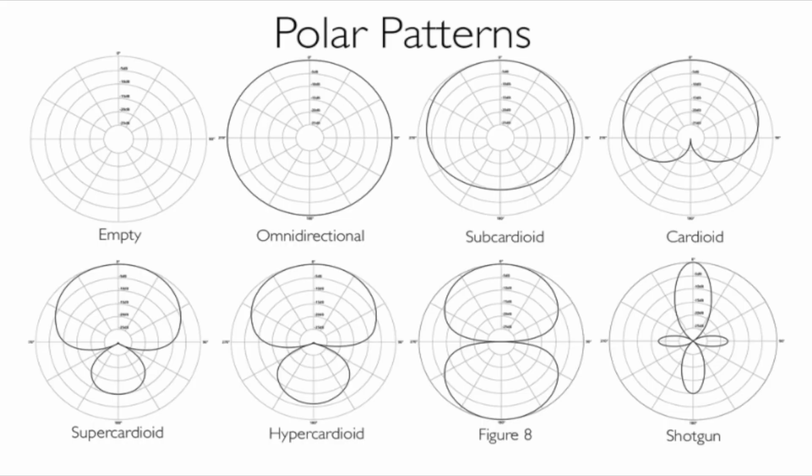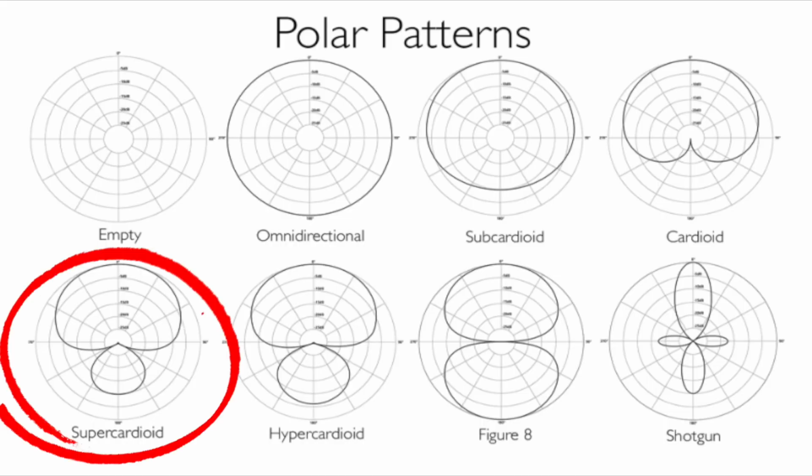Then we have the supercardioid, which offers even more focus on the left and right. As you can see, the circle here is starting to go inward a little bit towards the angle of 60 degrees on the left and right respectively.